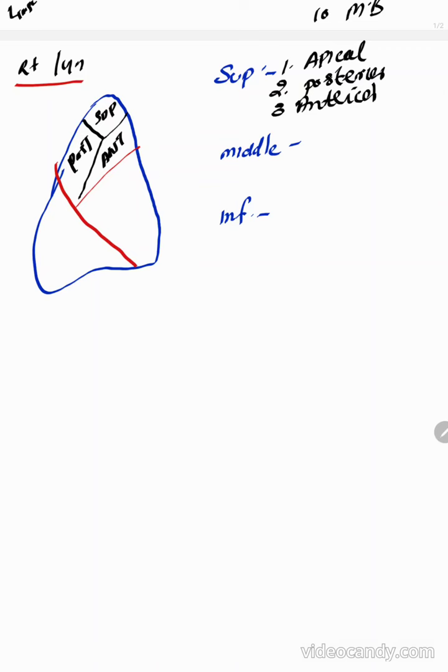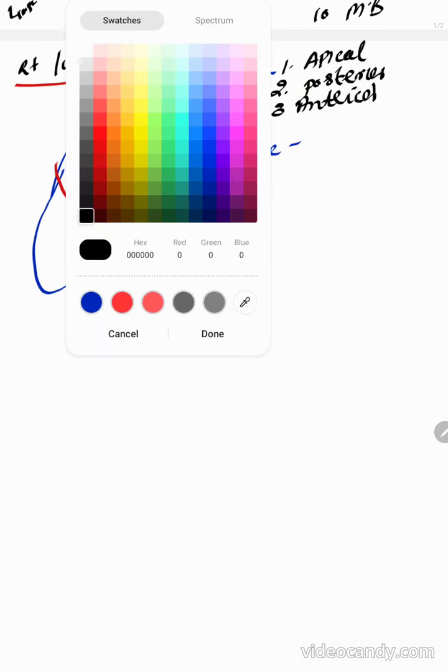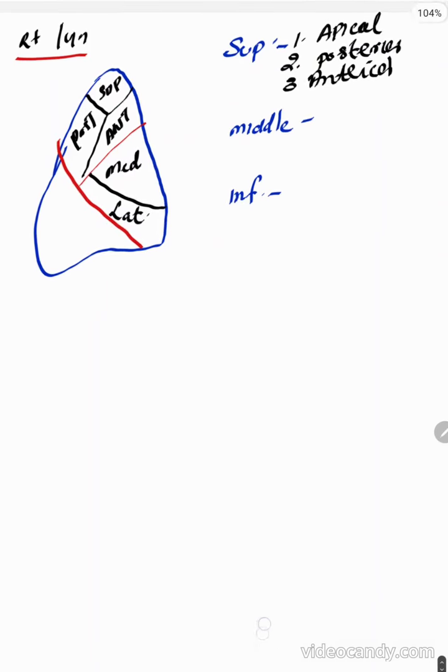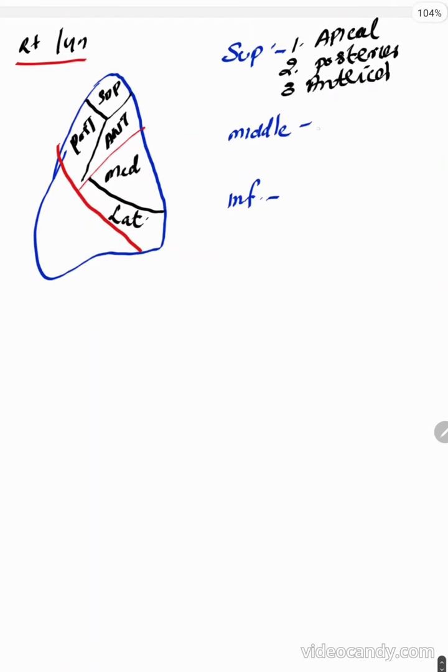Okay, the middle lobe has two segments. It's like this. There is a medial and lateral. Medial and lateral. Okay, so we are having 4 and 5 here. Fourth number is lateral and the fifth number is medial. Okay, the remaining will be 6, 7, 8, 9 and 10.